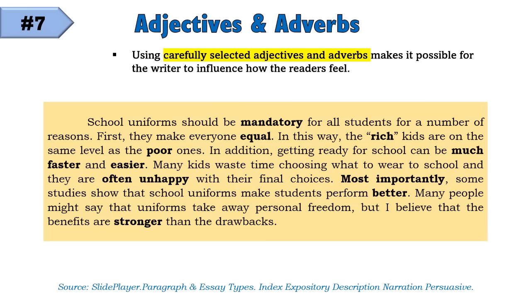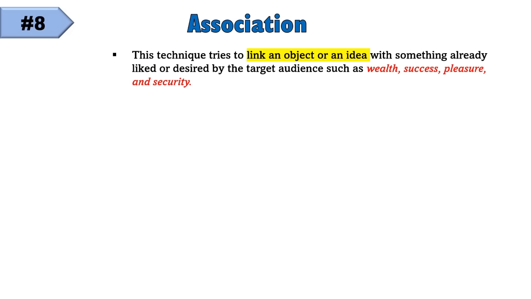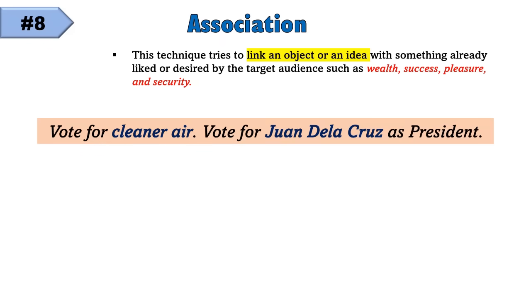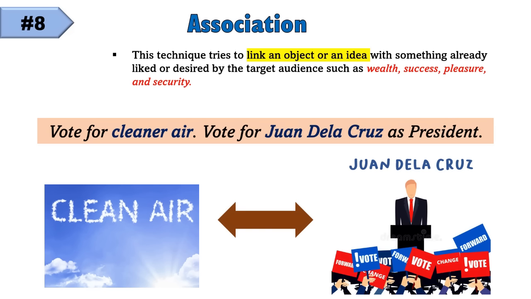Number 8. Association. This technique tries to link an object or an idea with something already liked or desired by the target audience, such as wealth, success, pleasure, and security. Example, vote for cleaner air. Vote for Juan de la Cruz as president. Of course, you may also want to breathe cleaner air, right? Since Juan de la Cruz is associated with clean air, the audience might probably be persuaded to vote for him.